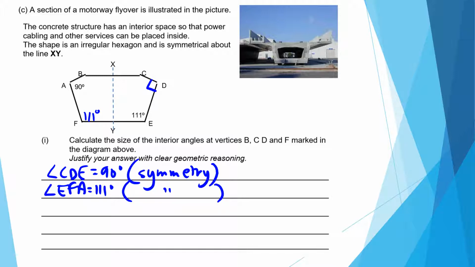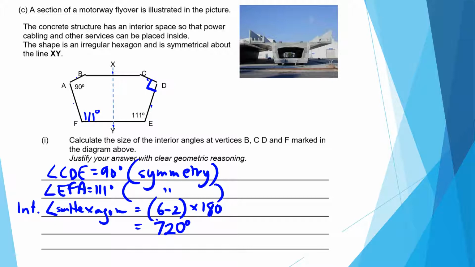Now, this shape is 1, 2, 3, 4, 5, 6 sided, so it's a hexagon. So the angle sum of a hexagon, the interior angles. Interior angle sum of a hexagon equals 6 minus 2, so the number of sides minus 2, multiplied by 180. Sorry, we're after the interior angle sum, so that will do it. So that's going to be 720 degrees.